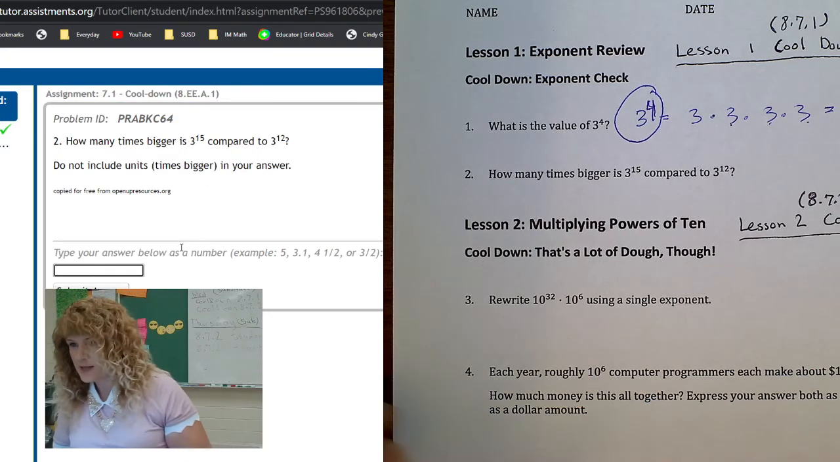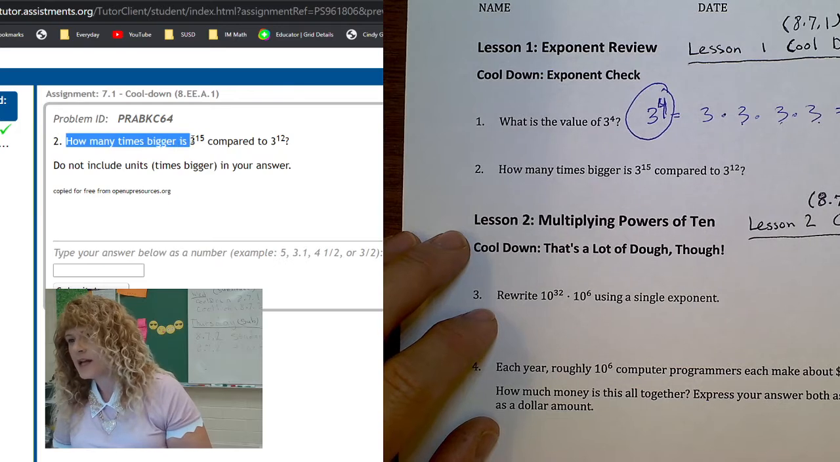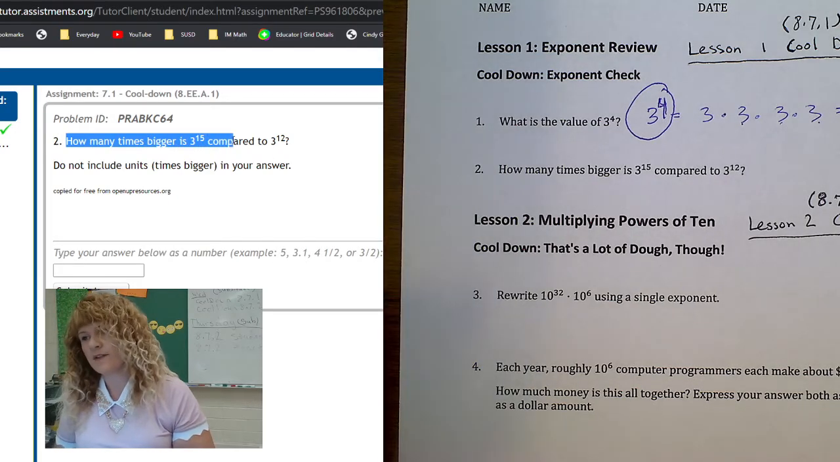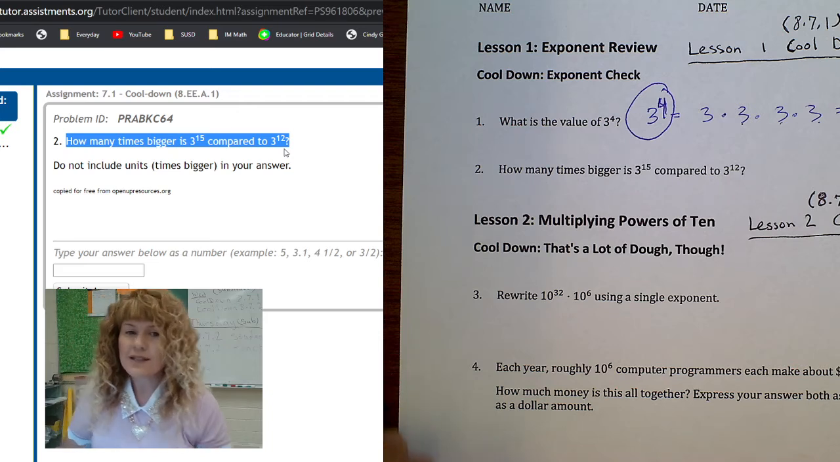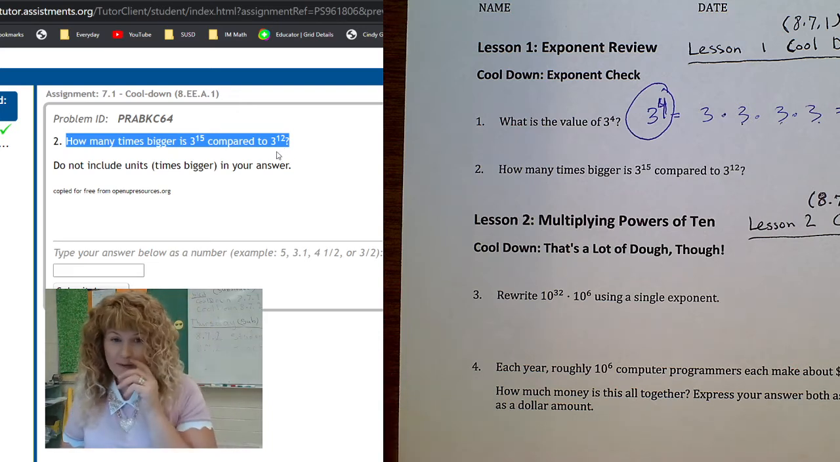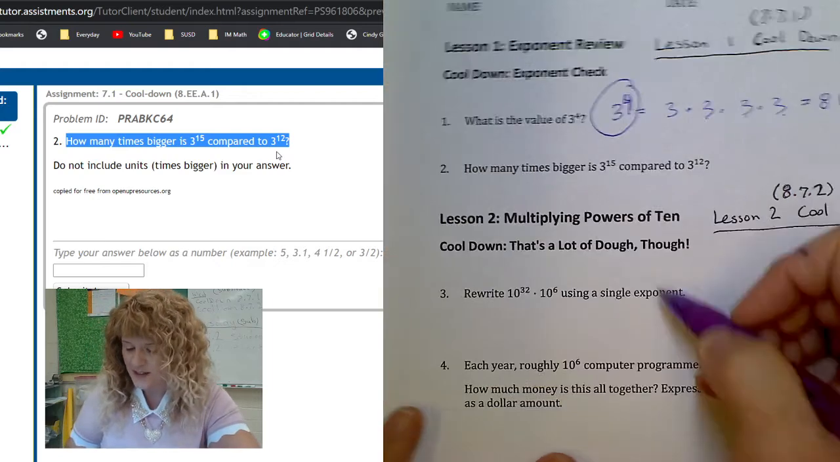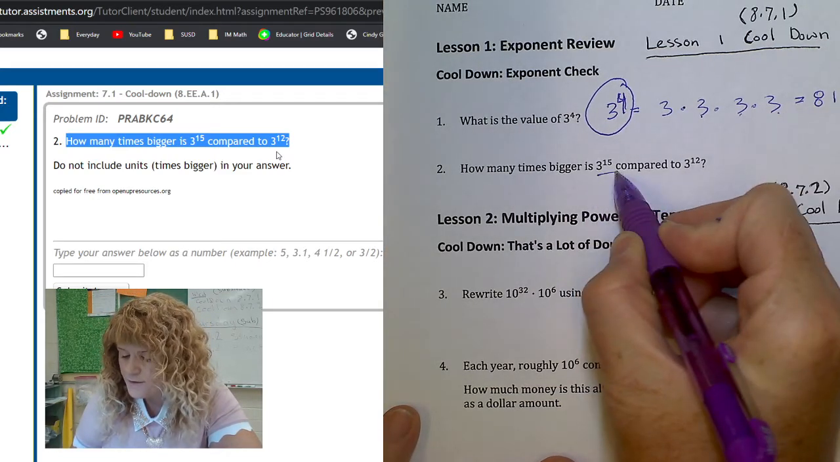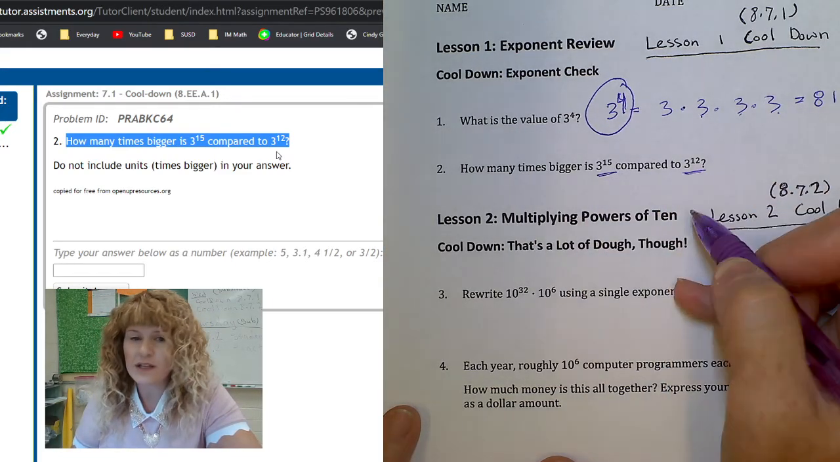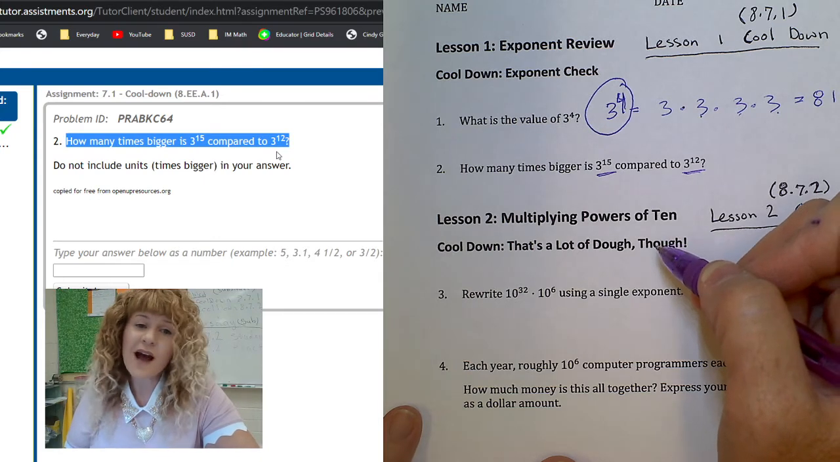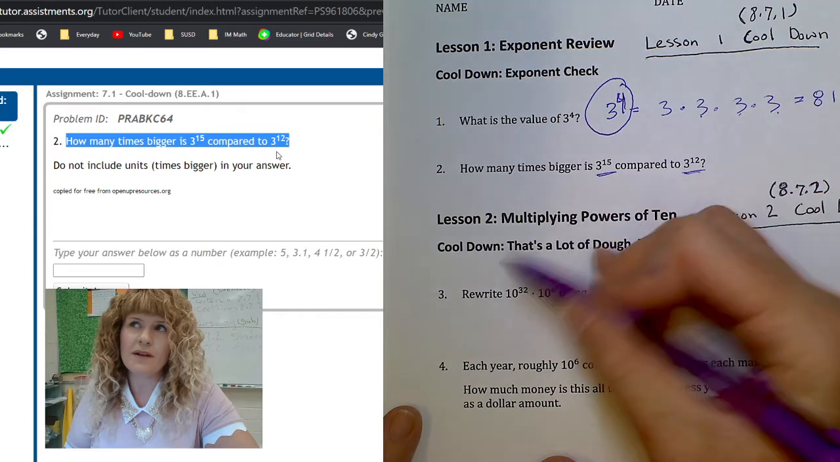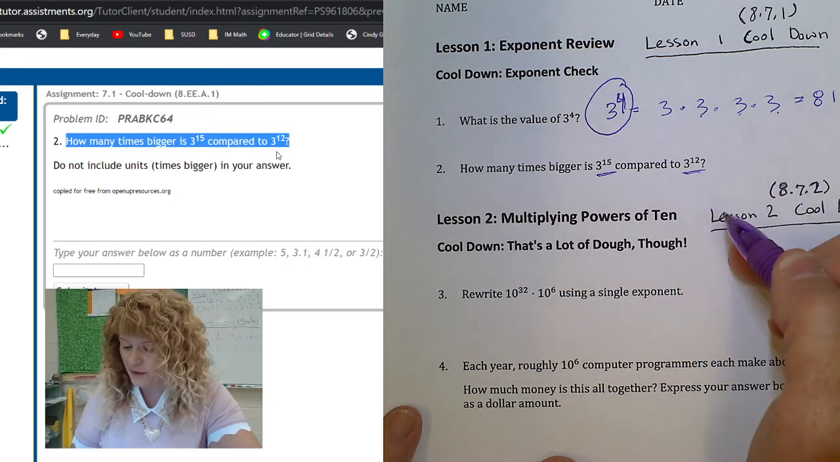The next problem says, how many times bigger is 3 to the 15 compared to 3 to the 12? Now, this is a little hard, in my opinion. This one's a little harder. Let's go on paper, though. 3 to the 15 compared to 3 to the 12, how many times bigger? So that's not the same as how much larger is the exponent, right?